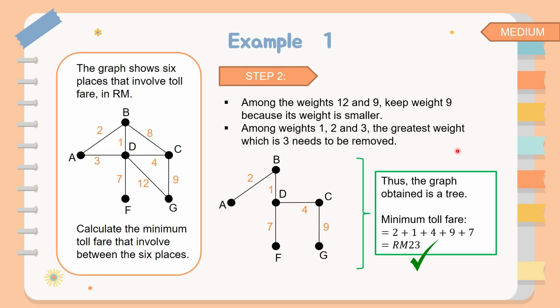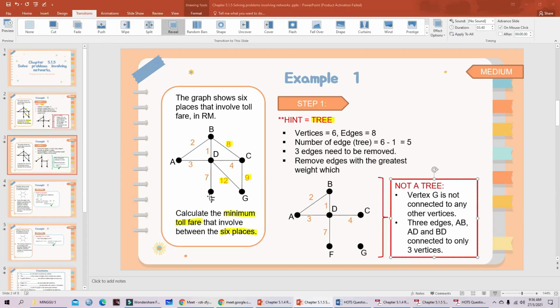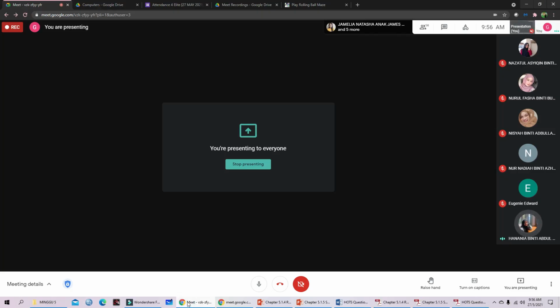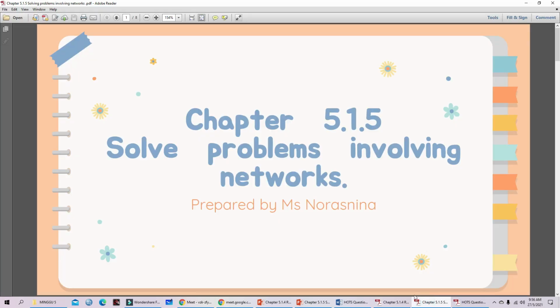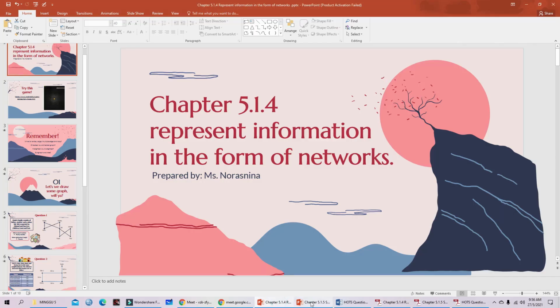Okay, do you have any question involving this example 1? No. Semua faham ya? Kalau tak faham tanya. Ada orang check ke dekat Google Meet? Saya tak check pula. Tak ada. Okey. Maknanya semua orang faham.